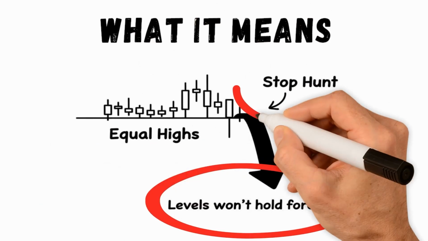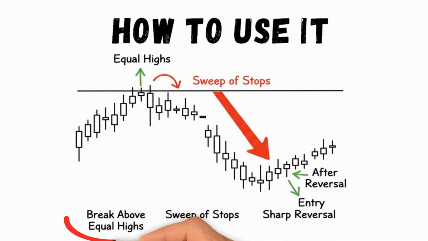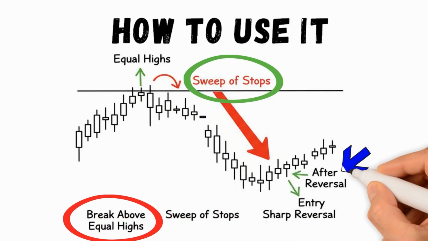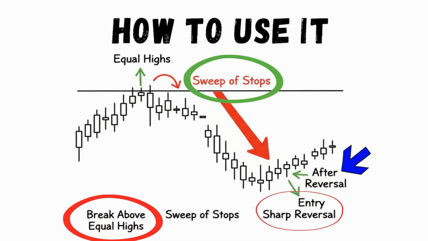What it means: these levels won't hold forever. They attract stop hunts. How to use it: expect price to break above equal highs or below equal lows, sweep the stops, then reverse. Use this to frame entries in the opposite direction.